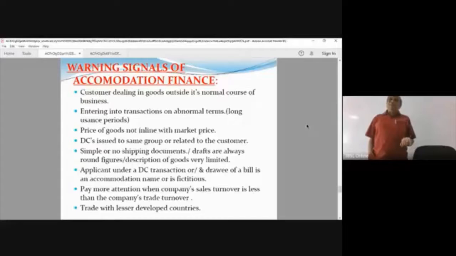We need to know right away that the customer is going to deal with goods outside its normal course of business. You should have the backbone to ask the customer why. Always ask. Sometimes, most of the time, customers are registered as general merchants. General merchants are anything under the sun and moon, so under general merchant anything can happen. Why are you asking me? No, I am asking because I want to safeguard the customer, right?